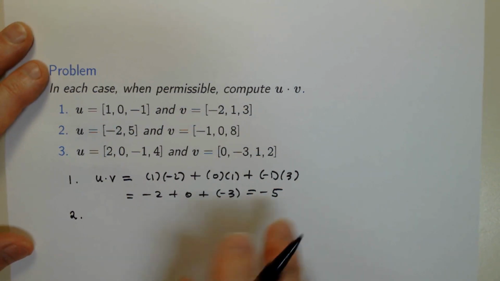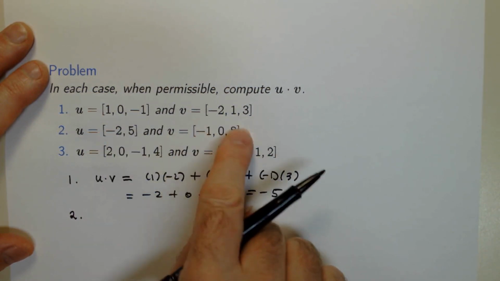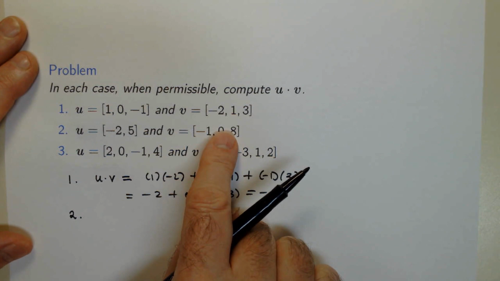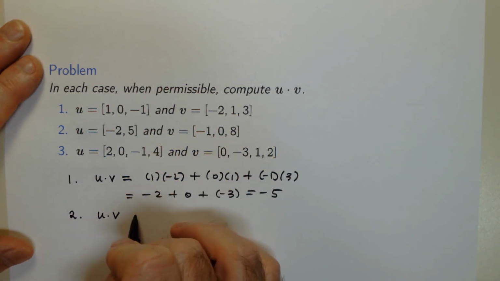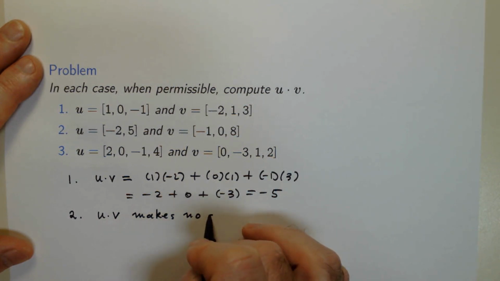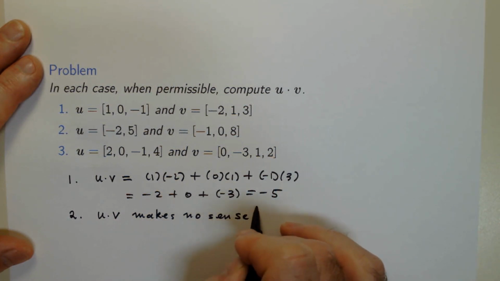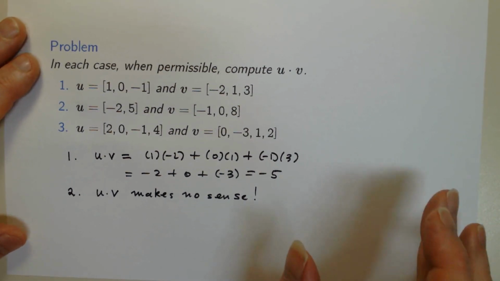Let's take a look at problem 2. I've got u as a vector in R2 and v is a vector in R3, and so this is not compatible, right? So there is no dot product. So u dot v makes no sense. They have to come from the same space, same length.